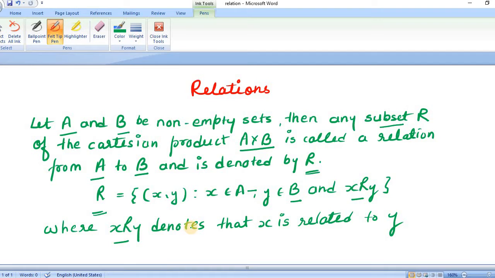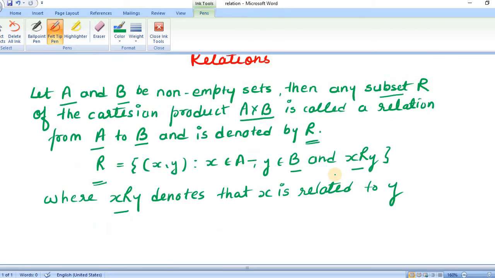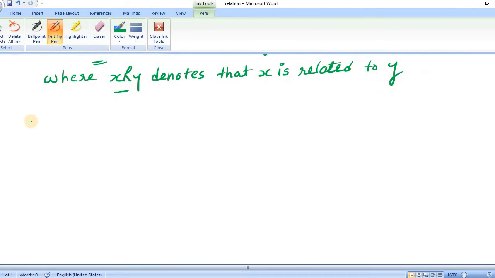Let me just repeat this definition. What is a relation? Let A and B be two non-empty sets, then any subset R of their Cartesian product A cross B is called a relation from set A to set B, and it is denoted by R. So the symbolic definition of R is that R is a subset which contains ordered pairs (x, y), where x comes from A and y comes from B, such that x is related to y. Now let us understand this with the help of an example.